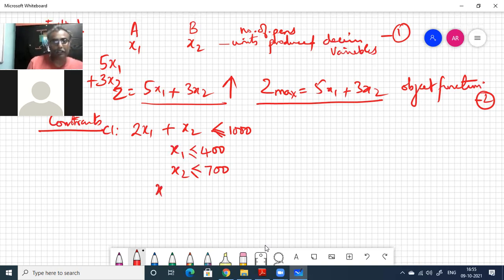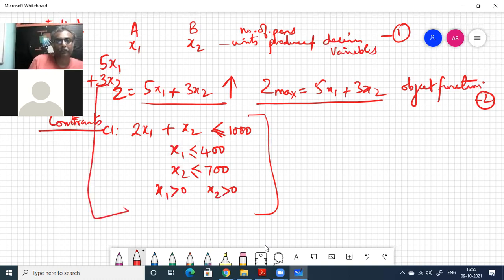The non-negativity constraints will be x1 greater than or equal to 0 and x2 greater than or equal to 0. This is your whole mathematical formulation. So you must say Z is equal to 5x1 plus 3x2 such that constraints C1, C2, C3, and C4 are satisfied.